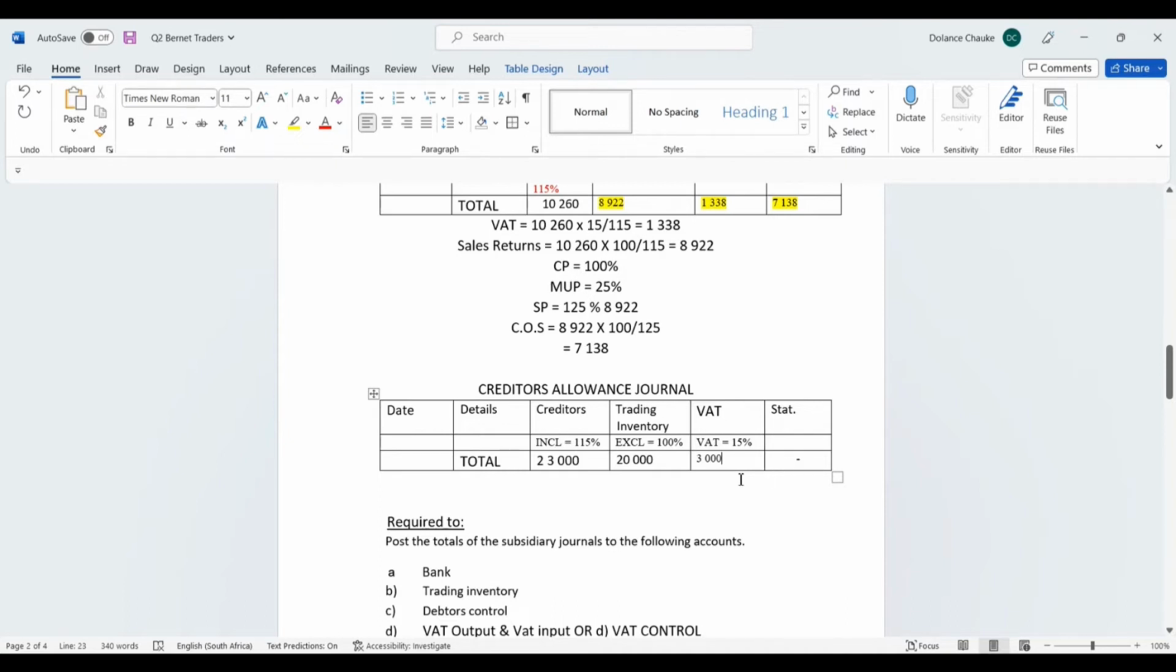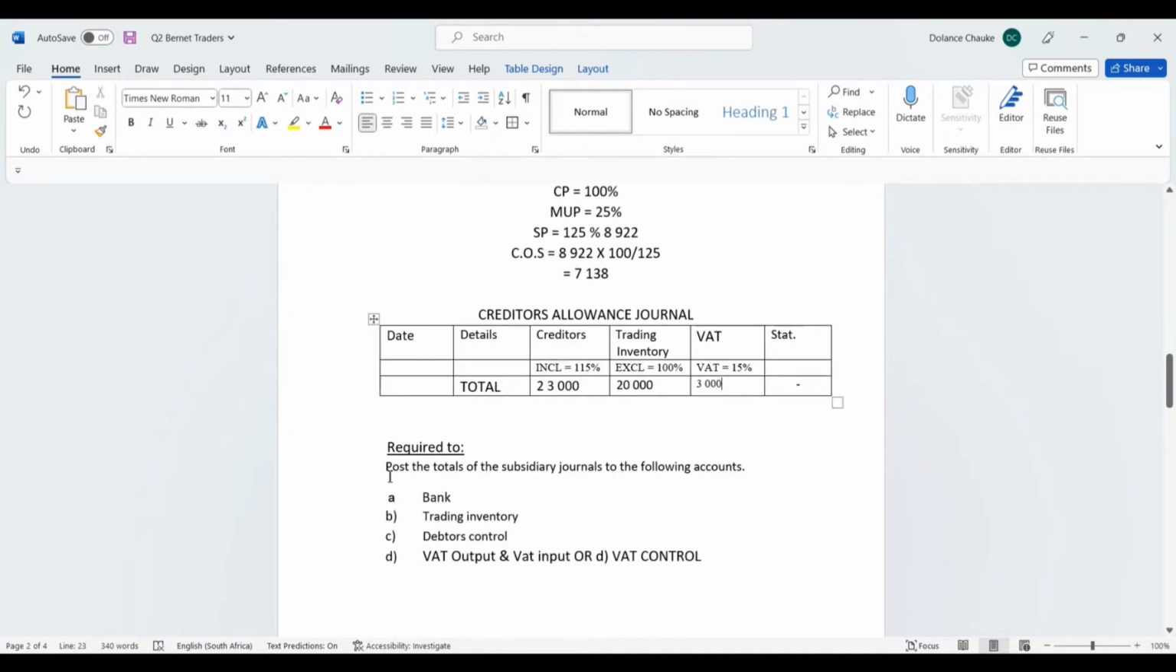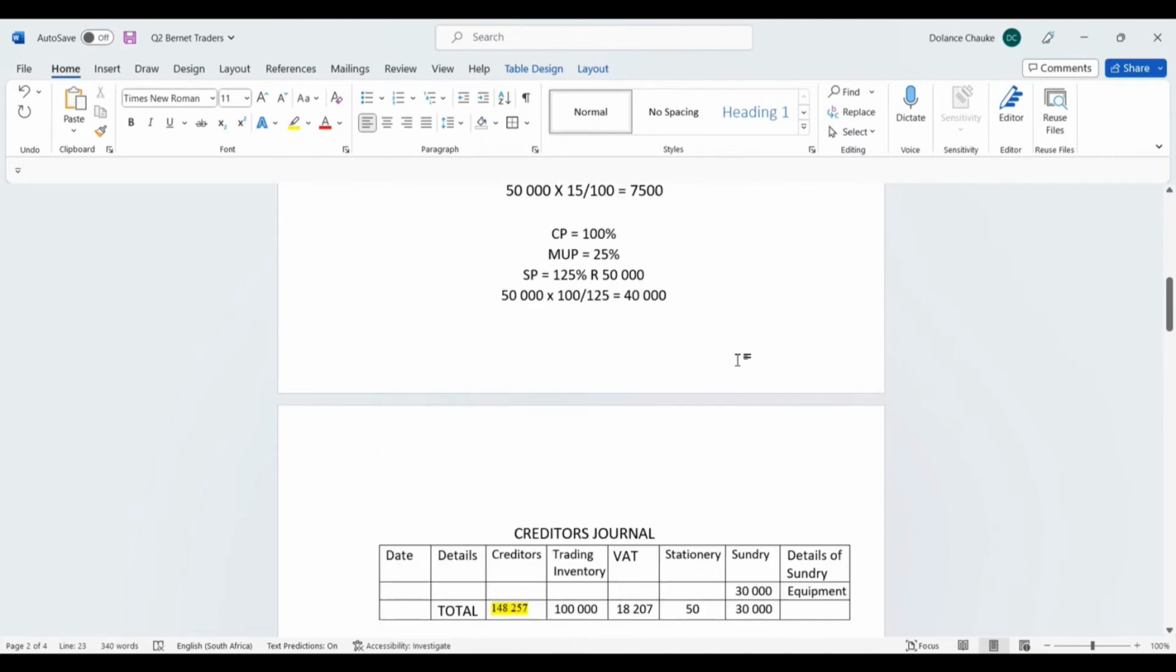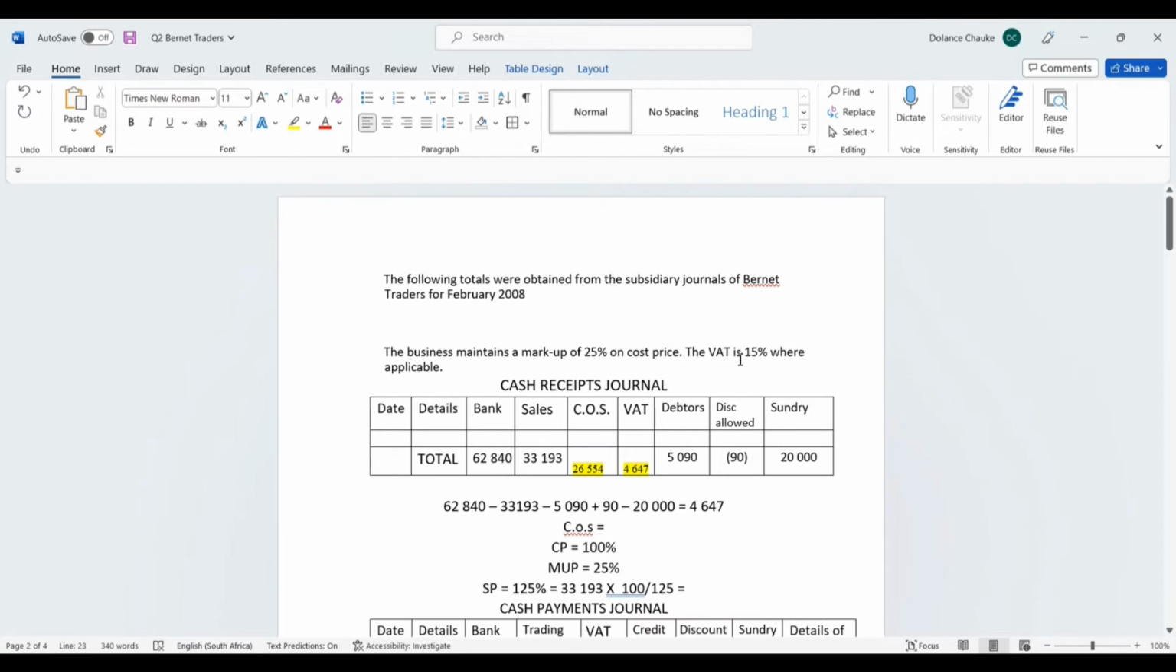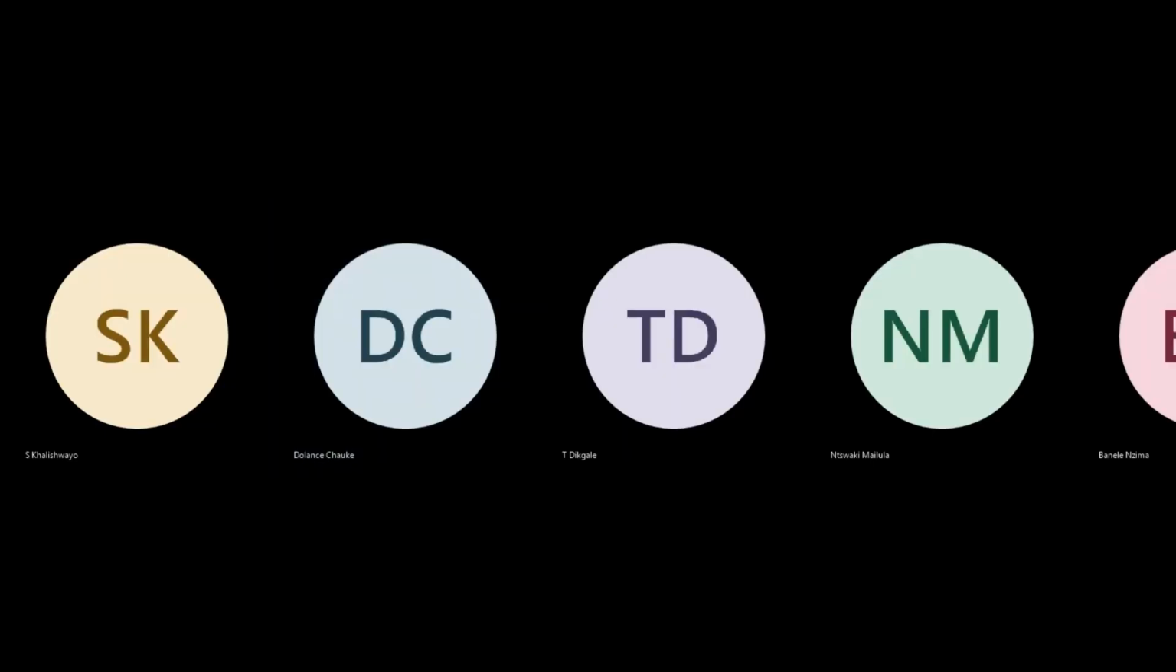We don't have stationary. We're done. Right now we have to go to the required part and get answers and get marks. Now we all got these amounts everywhere, but now we need to go and do the things that will get us marks. So the first one they requested there is bank. This is what I'm going to do.